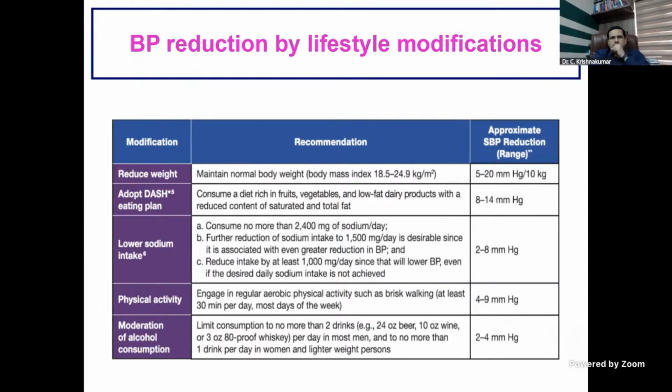Further reduction of sodium is desirable when BP needs to be reduced more, and reduce intake to less than 1 gram per day if BP level is not tolerated. Physical activity: regular aerobic exercise. There should be only cardio exercises that are aerobic; isometric exercise should be discouraged. Weightlifting can tone the muscles, not build the muscle. Moderation of alcohol consumption: now the advice is to avoid alcohol. Previously we used to moderate.